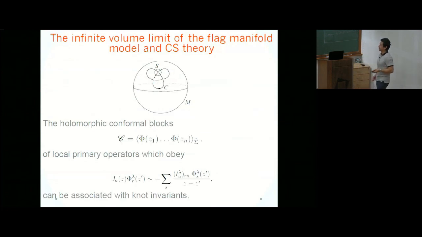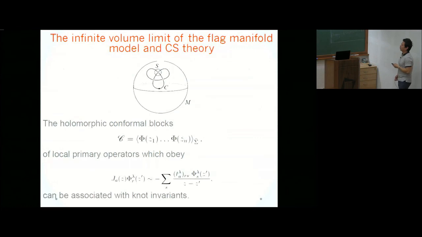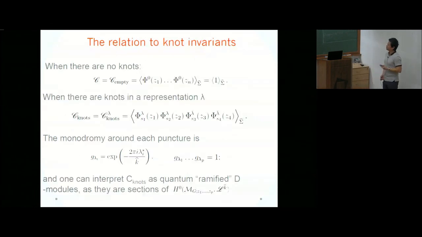So you have all these things that are associated with knots. The point is that you have all these knots cutting some surface here, and the surface lifts a WZW model. And the sigma model itself, in the infinite volume limit, and when G is simply laced, you can write it in this form, which can be rewritten as a WZW model for compact G. And then we have these connections of the conformal blocks and correlation functions with knots.